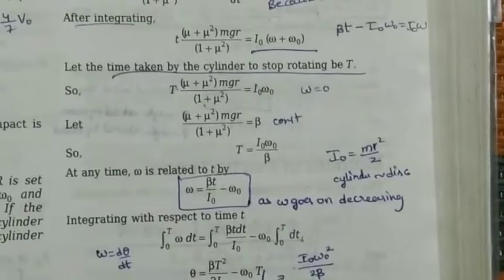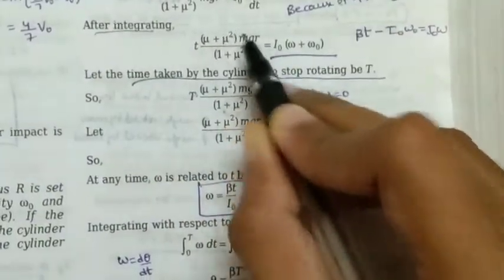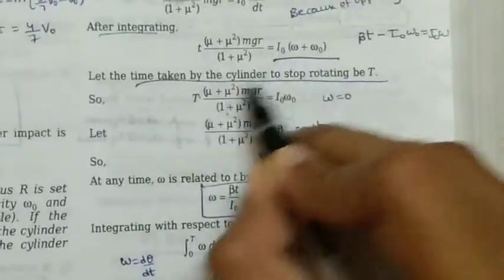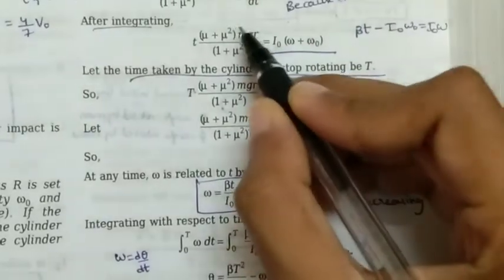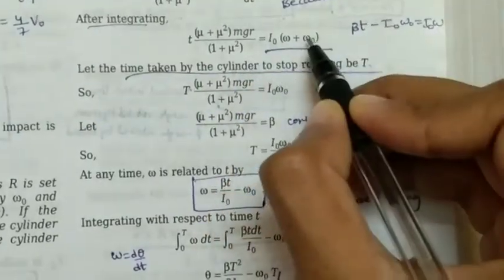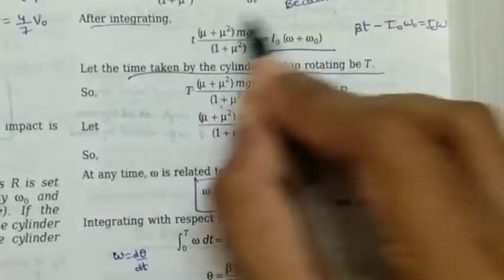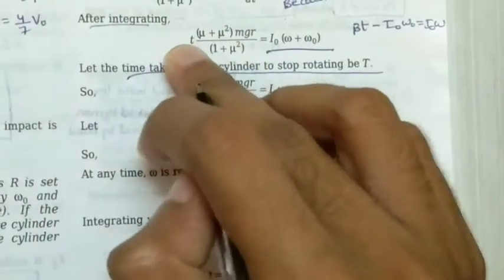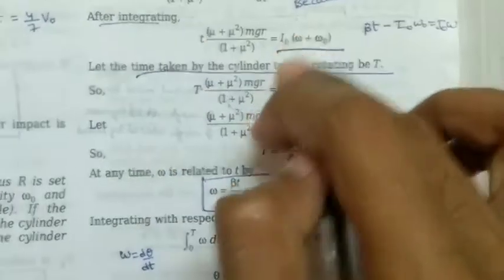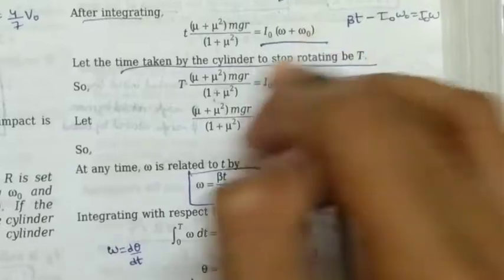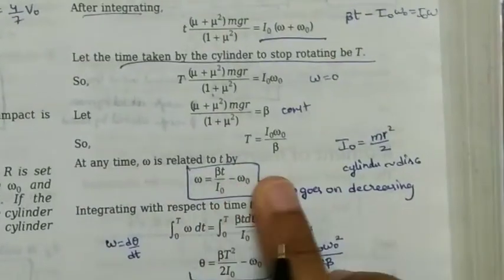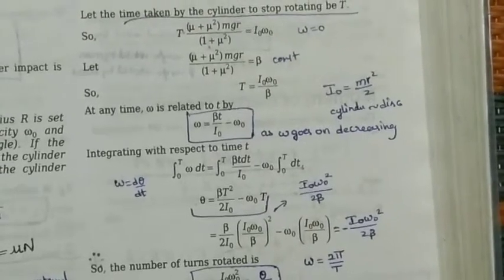from this equation only, if we replace this term with beta t, divided by I naught, omega goes to beta t divided by I naught minus omega naught. So replace with beta into t, sending this I naught this side, so beta t by I naught, and again sending this plus omega naught that side, minus omega naught. So omega is equal to beta t by I naught minus omega naught.